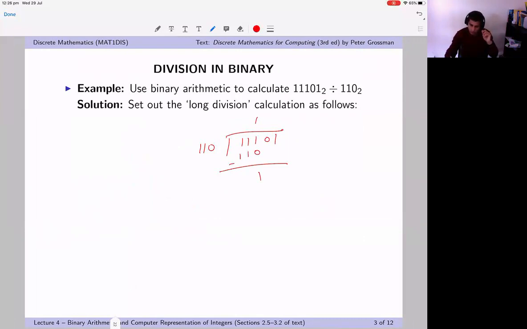Now, 110, so what's the next step? You put the next digit down here, 0, and then divide by 110. Not possible, so you put 0 up here. Then you bring down this 1 here, 101. 101 is still smaller than 110, so I still can't divide, so I have 0 here. Then I bring this 0 down and put the decimal point there, 1010, and now I can divide by 110.